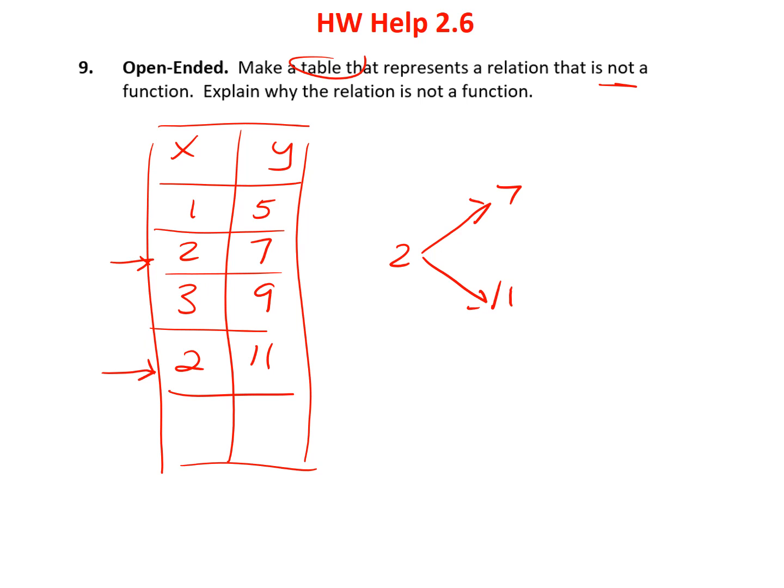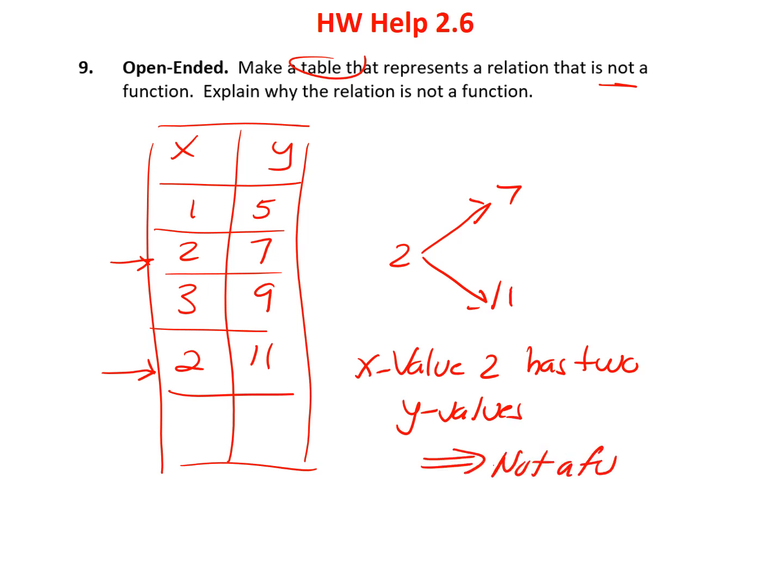So all you have to do is make a table where x shows up twice with a different answer. So why is this not a function? X value 2 has 2 y values, which means not a function. So if you ever have an x show up twice in your table or in your events and it has a different value, then it's not a function.